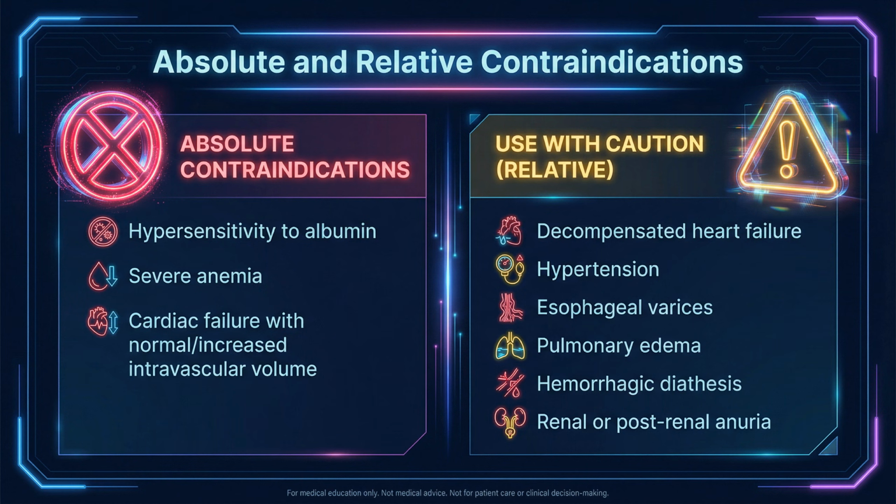To summarize the absolute contraindications, you should never give albumin to a patient with a known hypersensitivity, severe anemia, or cardiac failure with a normal or increased intravascular volume. You should also use it with extreme caution in patients with conditions like decompensated heart failure, hypertension, or existing pulmonary edema, as the volume expansion can be dangerous.